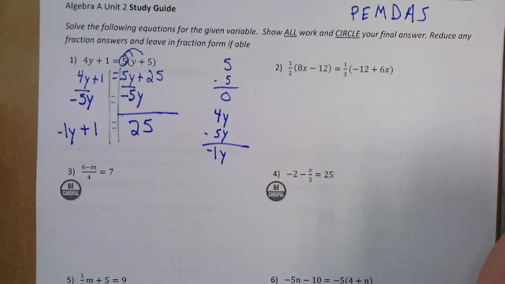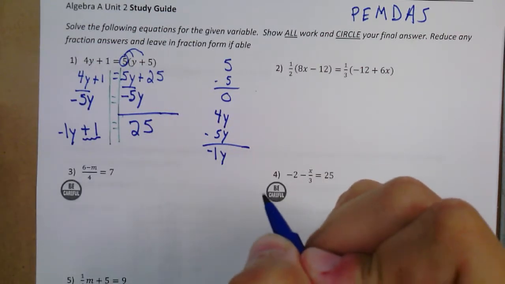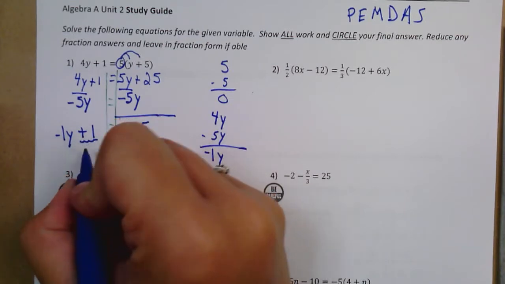Then I'm getting really close to having that y by itself, but right now I have this plus 1 right here. So how do I move it across the brick wall? You do the opposite. So if this is a plus 1, how do I move it over?